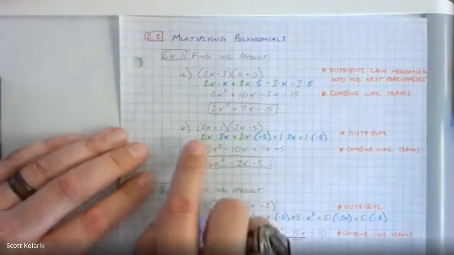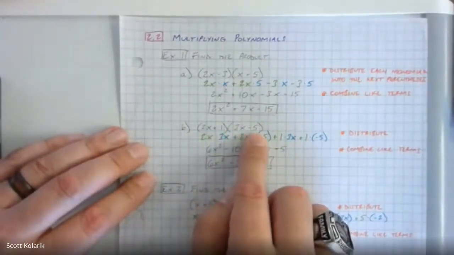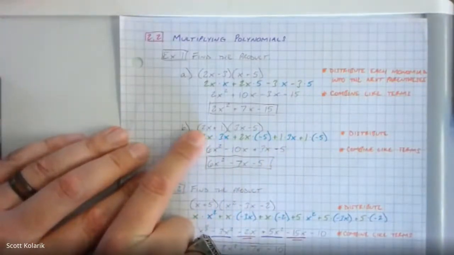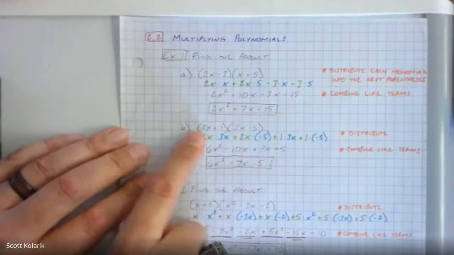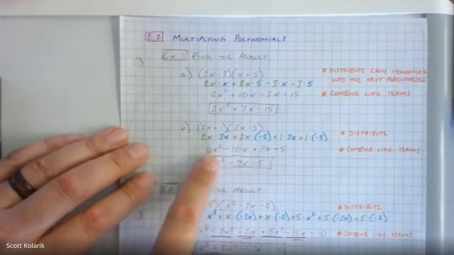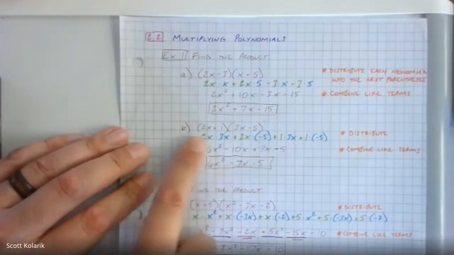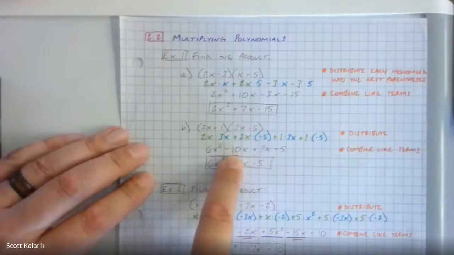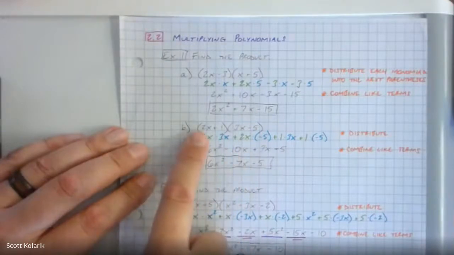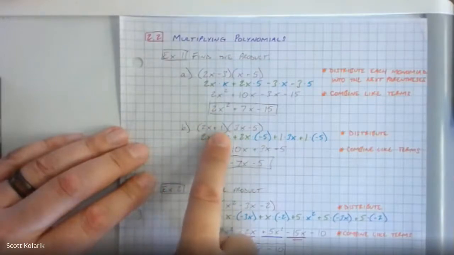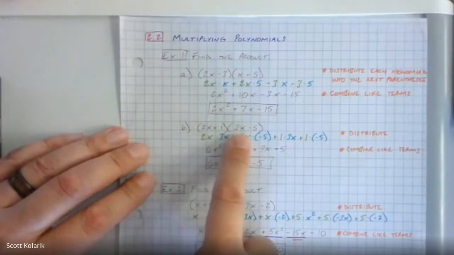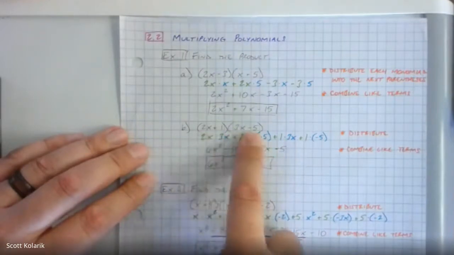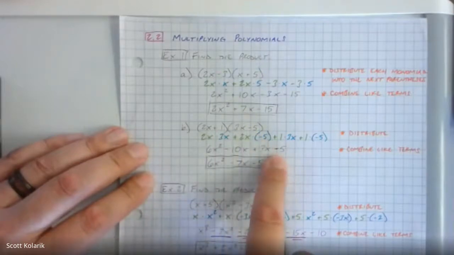All right, next problem. 2x plus 1 times 3x minus 5. Again, same process as before. My first object, my first monomial, 2x, multiply it throughout my next parentheses. 2x times 3x gives me 6x squared. 2x times negative 5 gives me negative 10x. So now I'm done with the 2x. Now my positive 1. Positive 1 times 3x gives me positive 3x. Positive 1 times negative 5 gives me negative 5.